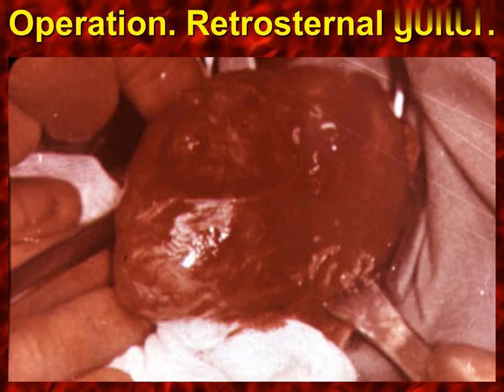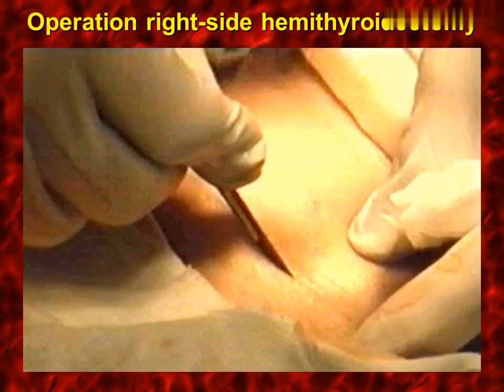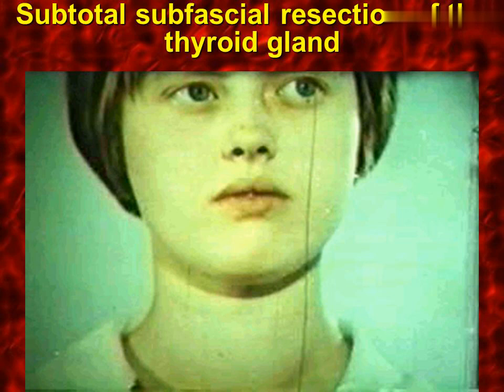Operation. Retrosternal goiter. Resection of the thyroid gland. Operation, right side hemithyroidectomy. Subtotal subfascial resection of the thyroid gland.